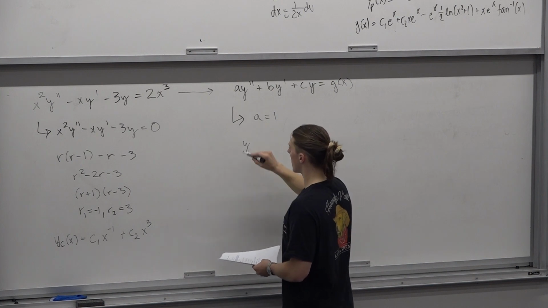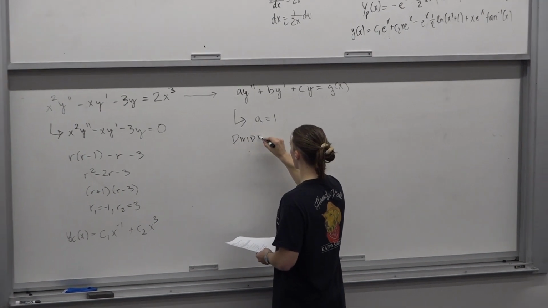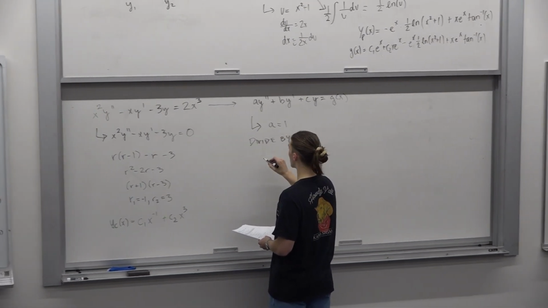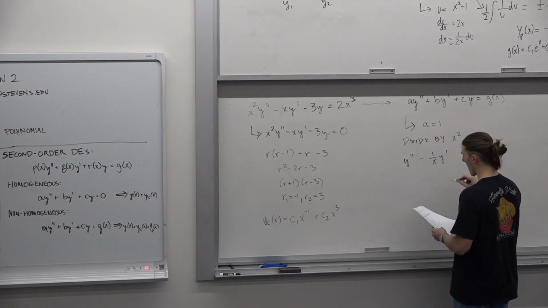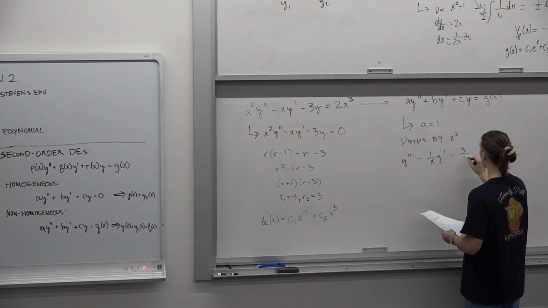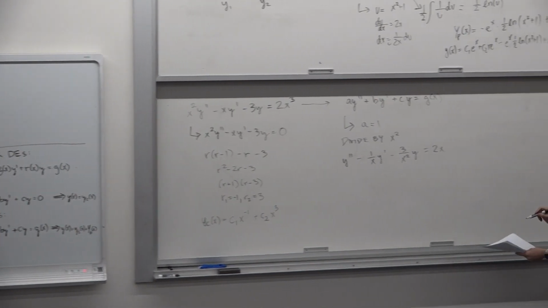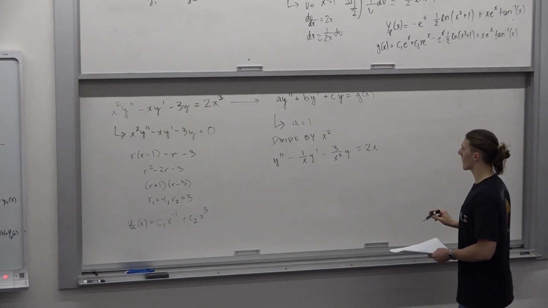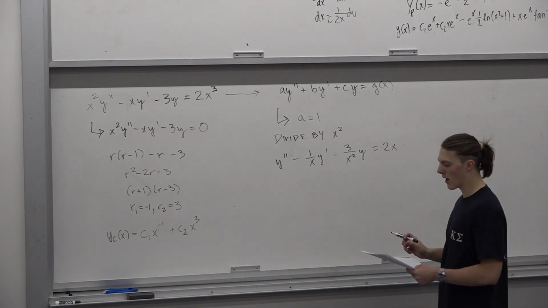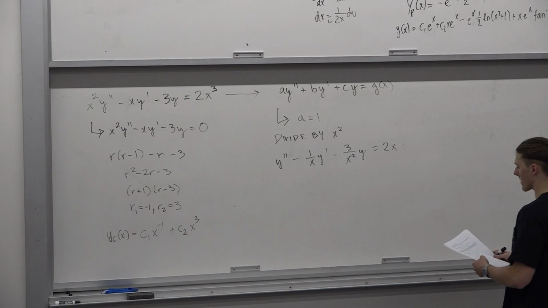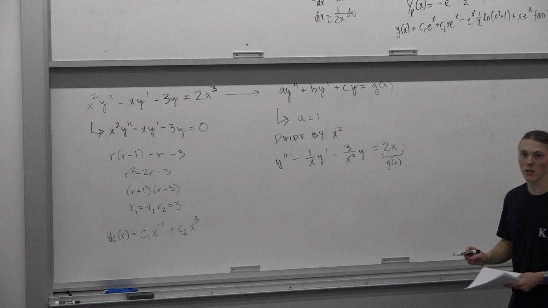So if we divide by x squared, we get y double prime plus 1 over x y prime minus 3 over x squared y equals 2x. So this is the equation we'll be using to solve for variation of parameters. Or sorry, this is the g of x we'll be using when we try and solve variation of parameters.